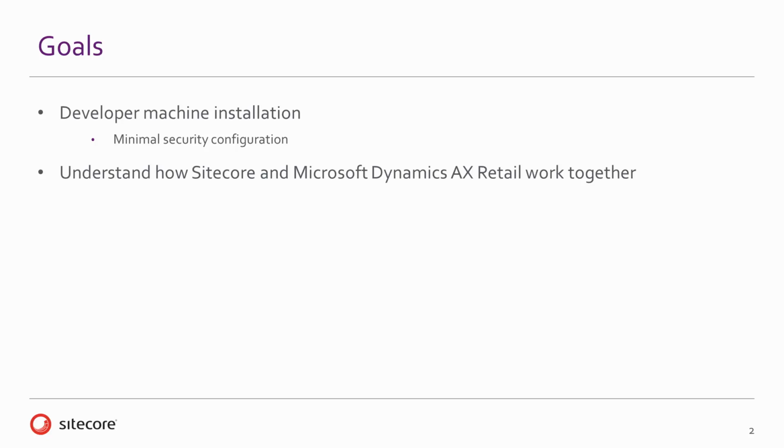The goals for this video are first off to install a developer machine installation, as well as understanding how Sitecore and Microsoft Dynamics AX Retail work together. For the developer machine installation, we'll be choosing minimal security configuration, so do not use this video as a reference for running this installation in production. We'll be using administrator accounts, we'll be using default passwords and exposed passwords. So this is really truly to install as quickly as possible and to understand how the component pieces work together.